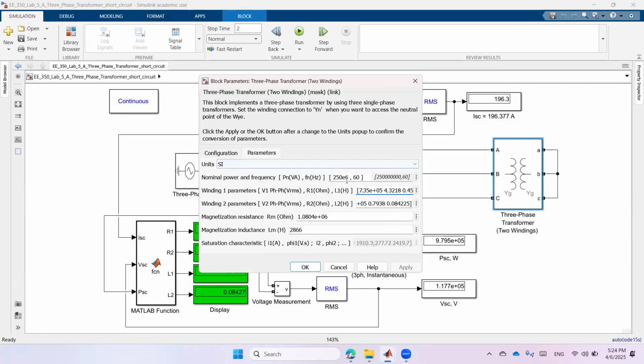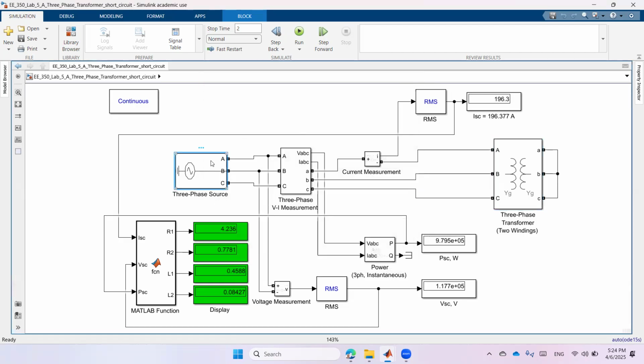196.377. I'm repeating: you divide the apparent power by the square root of 3 and divide by the voltage, because the power is equal to the square root of 3 times the voltage times the current. We are interested in finding the current. So the line current will be the power divided by square root of 3 and divided by this voltage. If you do this math, you will have this number, 196.377.